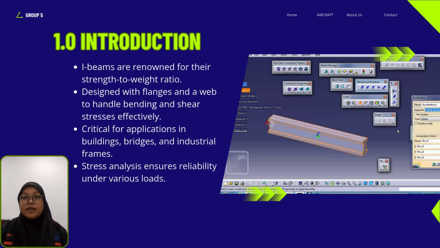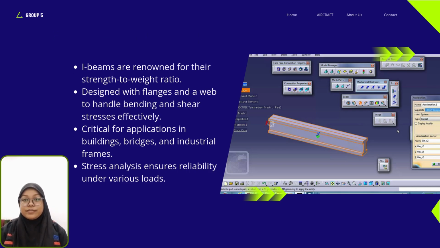Introduction. I-beams are renowned for their strength-to-weight ratio, designed with flanges and webs to handle bending and shear stress effectively, critical for applications in buildings, bridges, and industrial frames. Stress analysis ensures reliability under various loads.